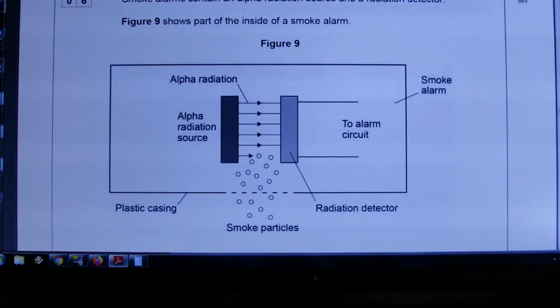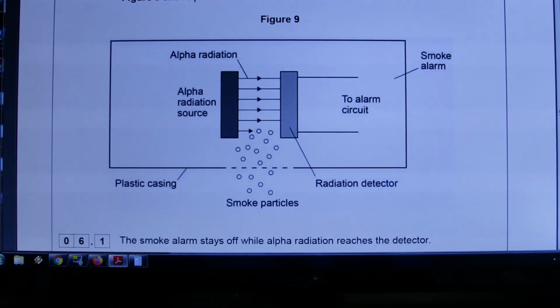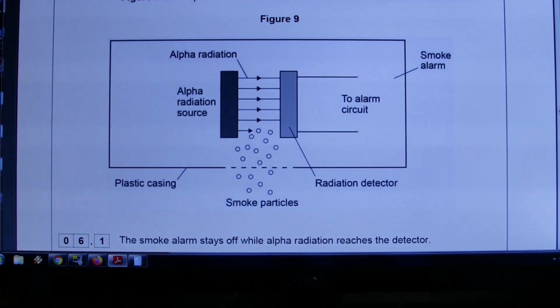Smoke alarms containing an alpha radiation source, which chucks out helium nuclei at high velocity, scary stuff, and a radiation detector. They're scary, but only if it gets inside you, because they can't go through skin or paper or like 5 centimeters of air. Figure 9 shows part of the inside of a smoke alarm. For radiation, smoke particle radiation.